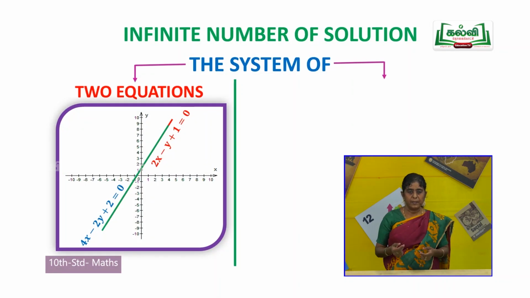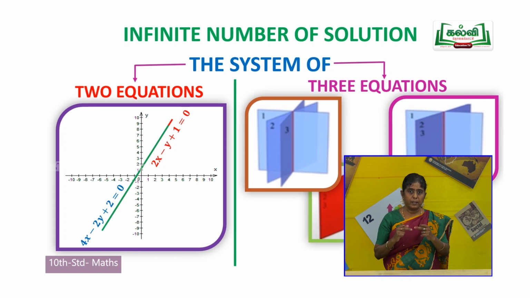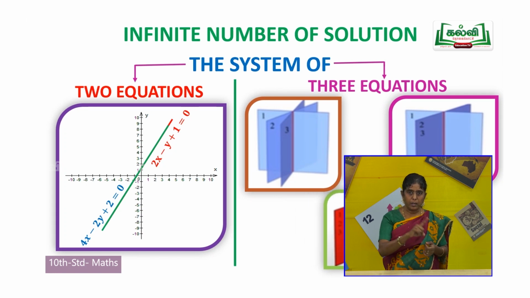Now look at the second diagram. That is the three equations, three planes, which I discussed previously. All three planes intersect at one straight line, having many points of contact. And again, see that planes 2 and 3 are lying on the same plane and intersecting the first plane. Planes 2 and 3, being one and the same plane, intersect only one plane. In that case also, there are infinite number of solutions.